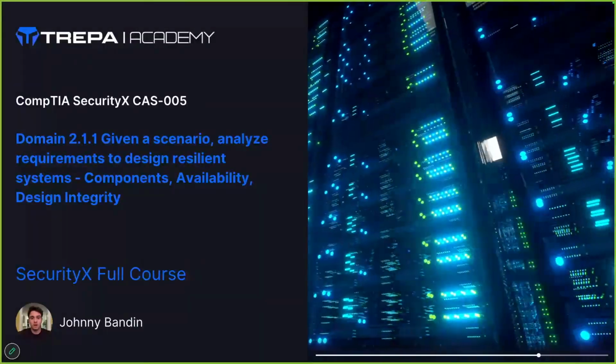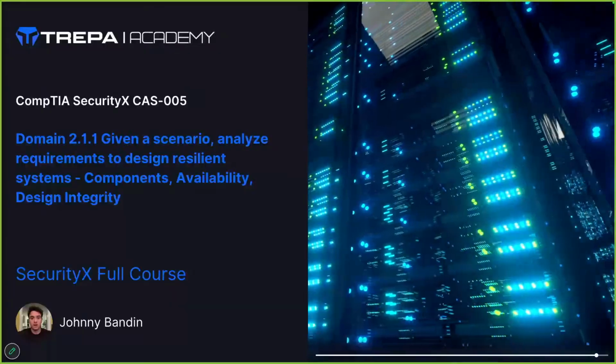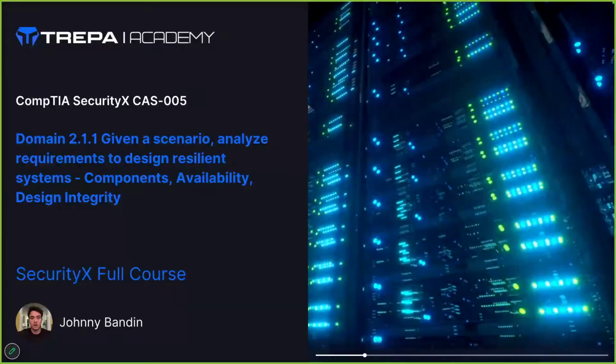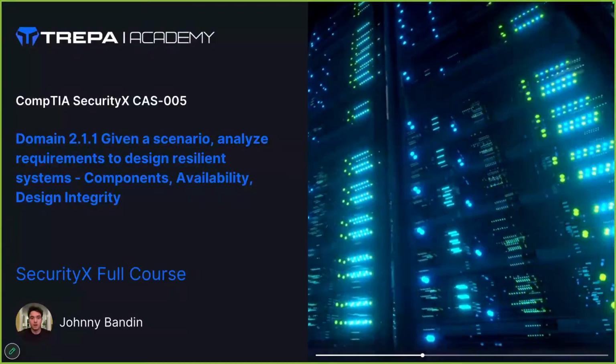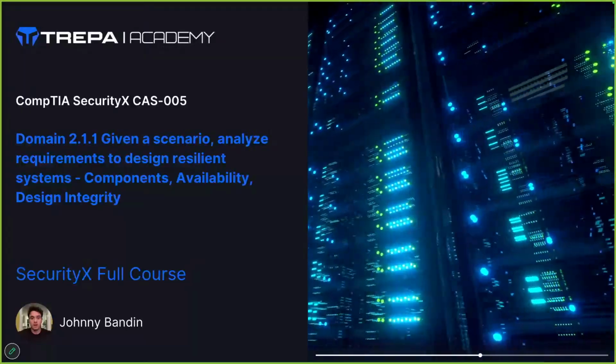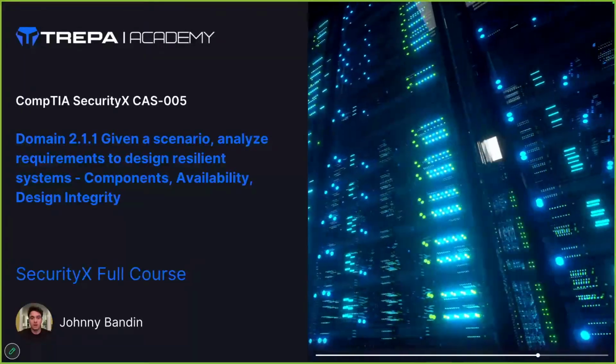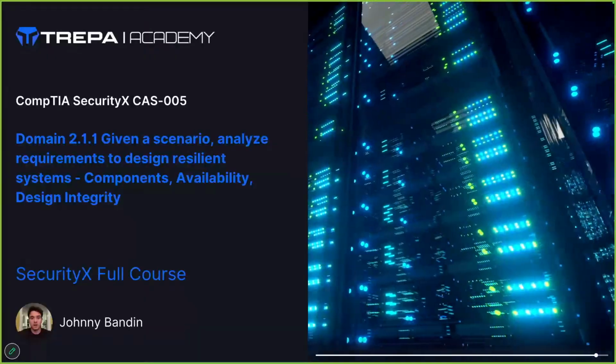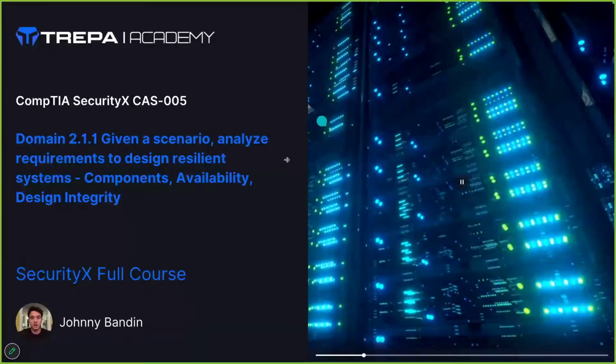Okay, welcome back everyone. Hopefully you all had a good lunch. We're going to jump right back into it by going over domain 2.1.1 and giving a scenario, analyze requirements to design resilient systems. And we're going to go over components, availability, and design integrity.